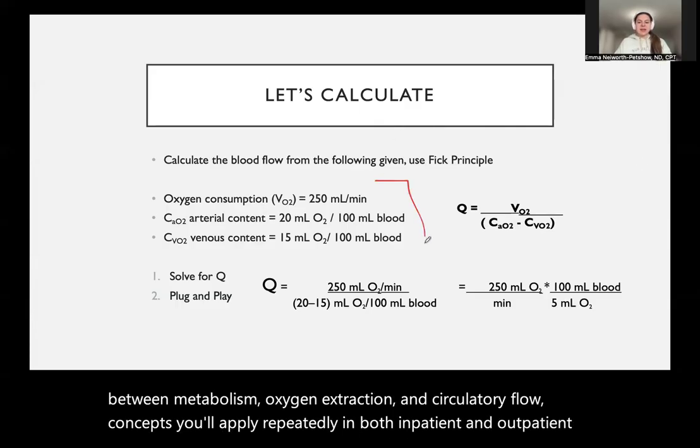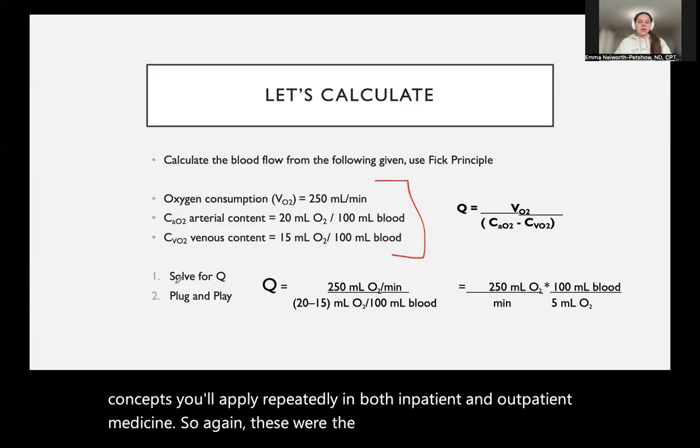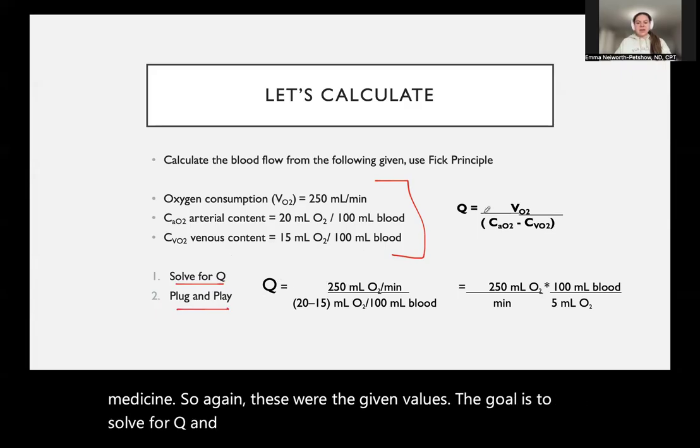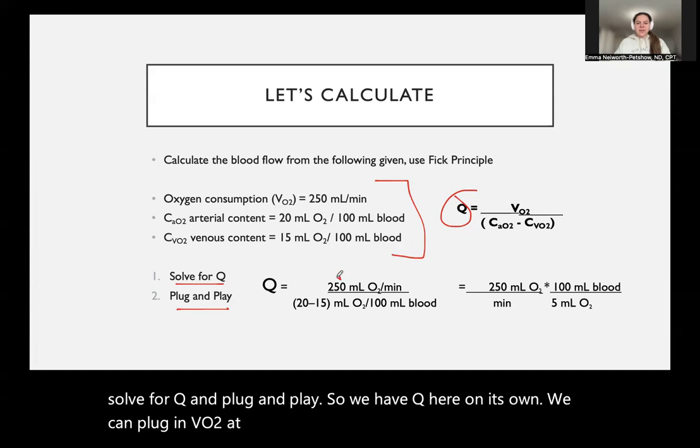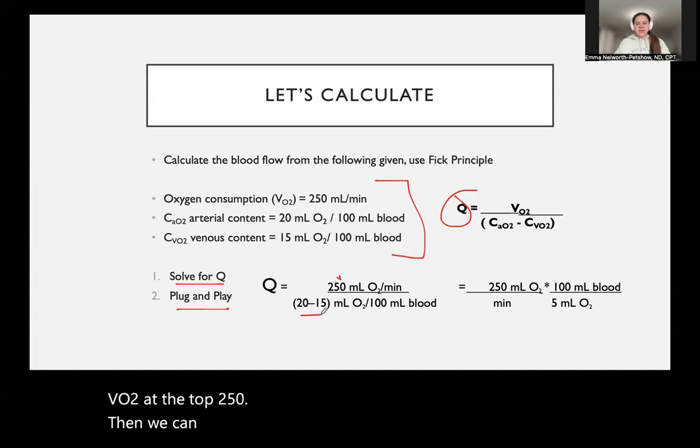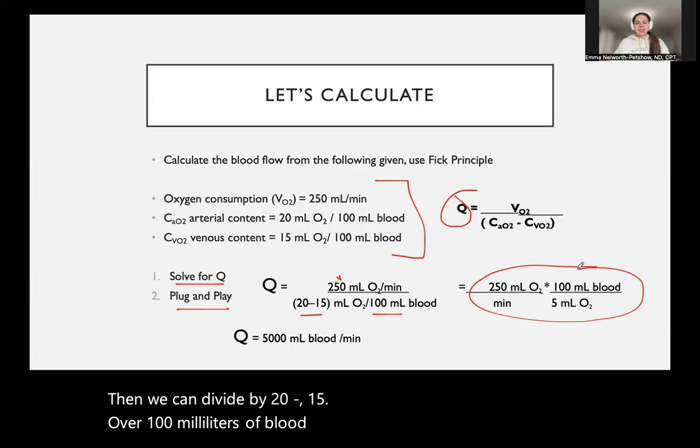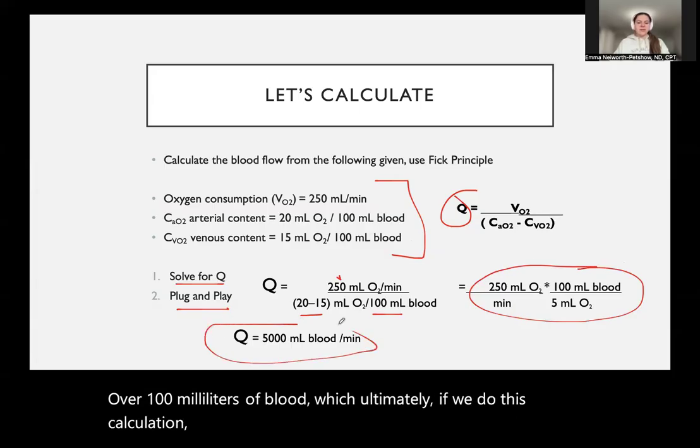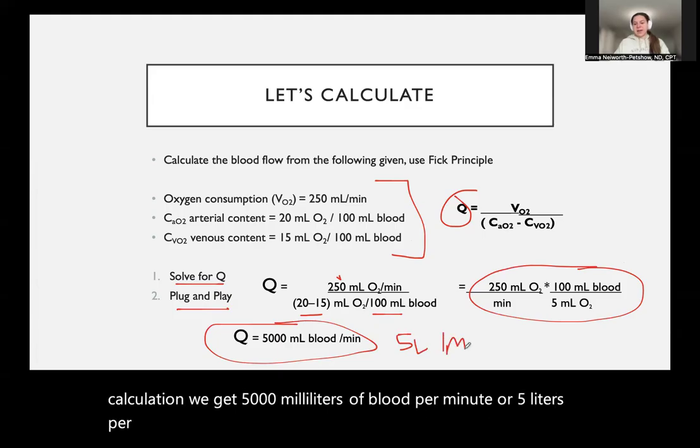So again, these were the given values. The goal is to solve for Q and plug and play. So we have Q here on its own. We can plug in VO2 at the top, 250. Then we can divide by 20 minus 15 over 100 milliliters of blood, which ultimately, if we do this calculation, we get 5,000 milliliters of blood per minute or 5 liters per minute, which is typical cardiac output.